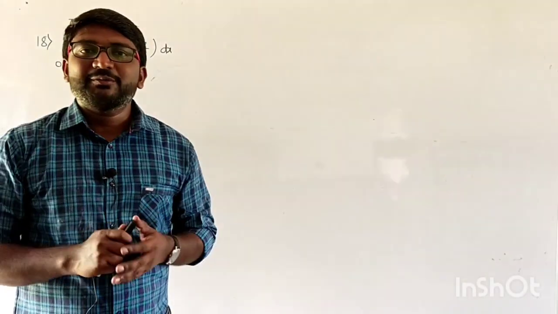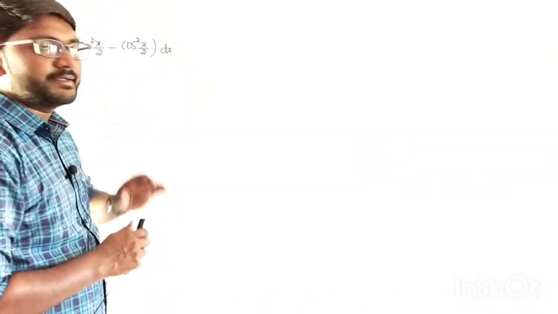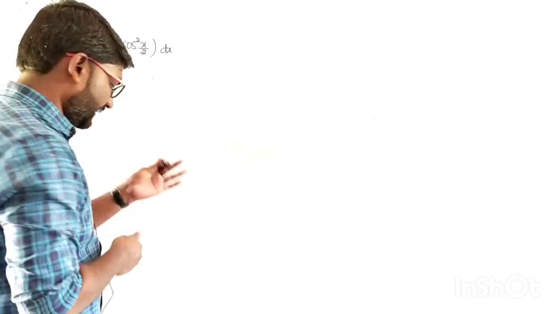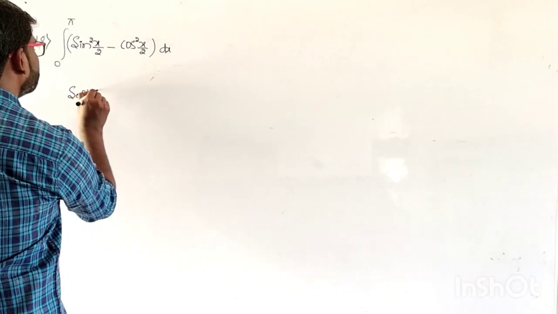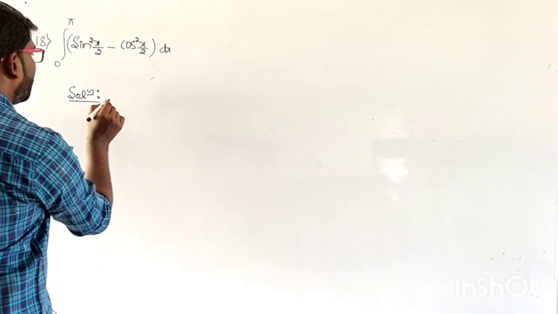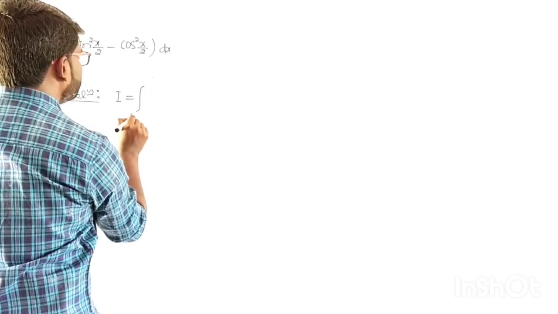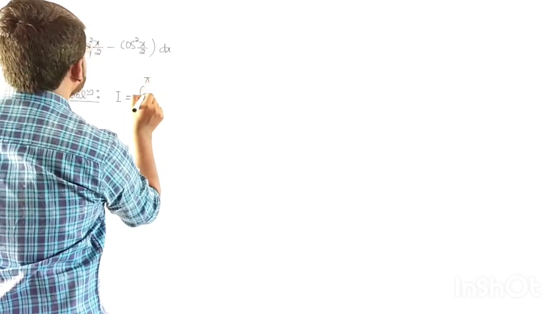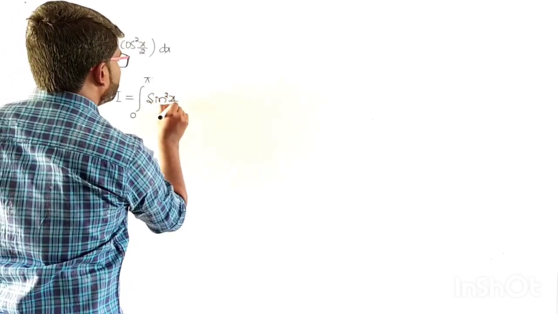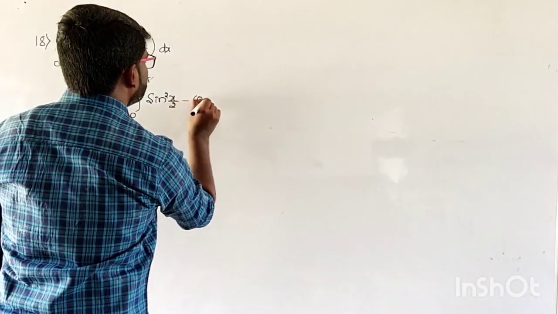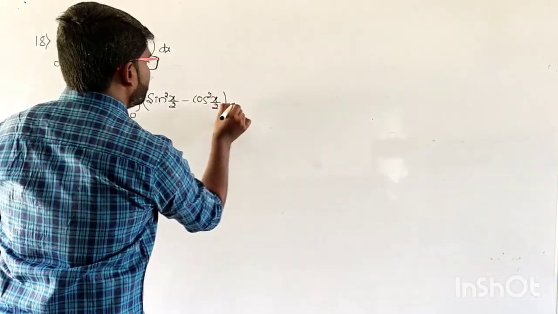Well, the 18th problem, it is the integral from 0 to pi of sin square x by 2 minus cos square x by 2 dx. So I will be taking this as I, which is equals to the integral from 0 to pi, then sin square x by 2 minus cos square x by 2 dx.